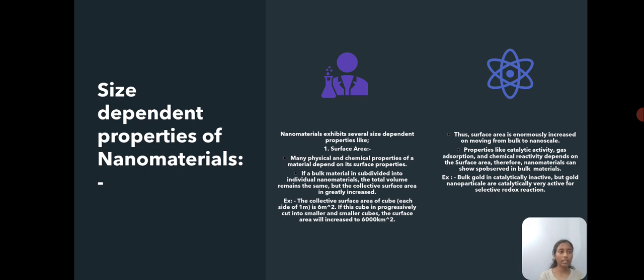Properties like catalytic activity, gas absorption, and chemical reactivity depend on the surface area. Therefore, nanomaterials can show enhanced activity compared to bulk materials. For example, bulk gold is catalytically inactive, but gold nanoparticles are catalytically very active for selective redox reactions.